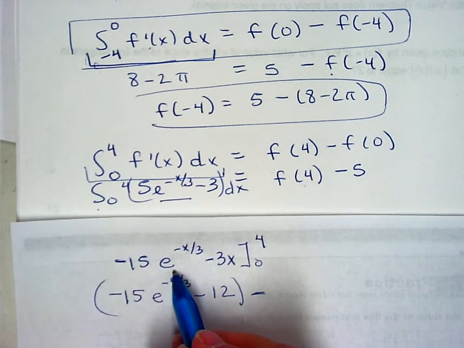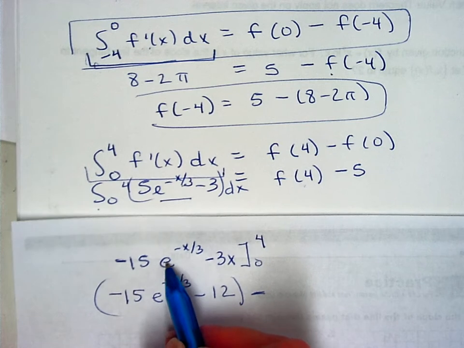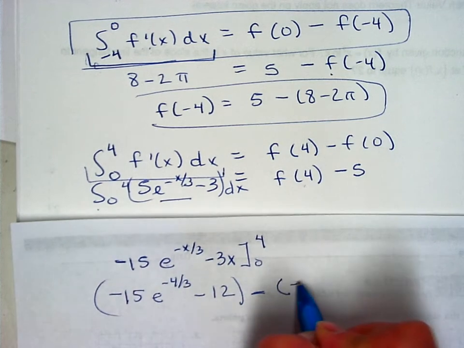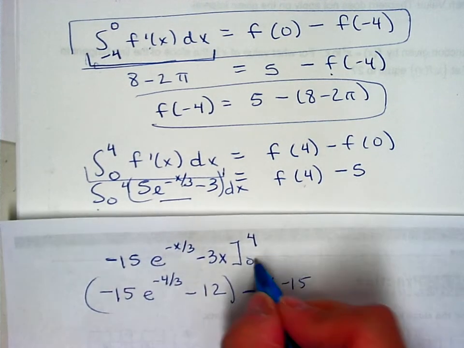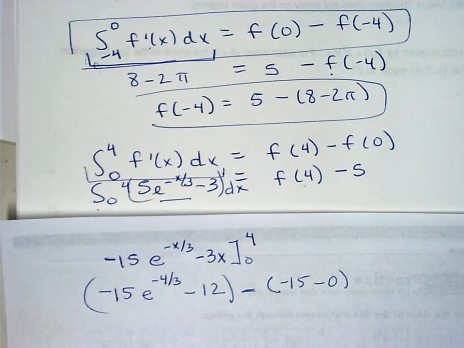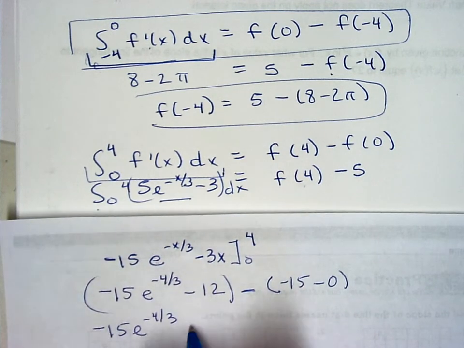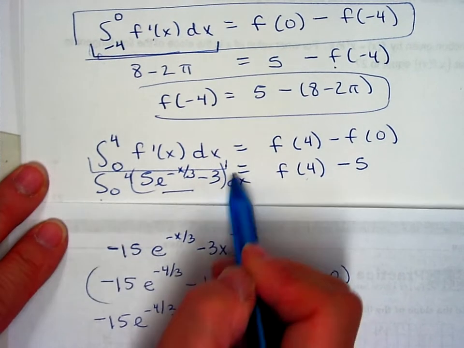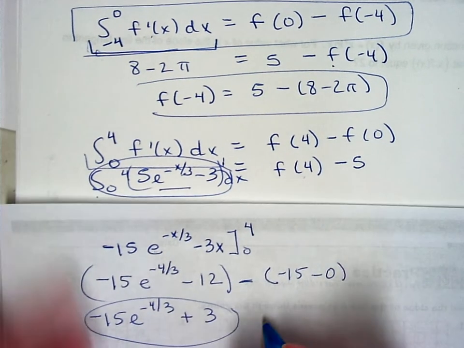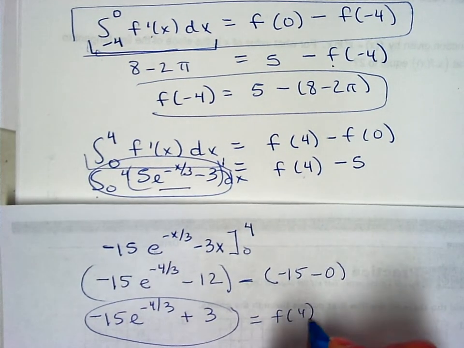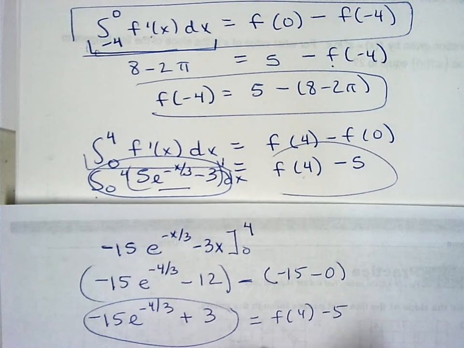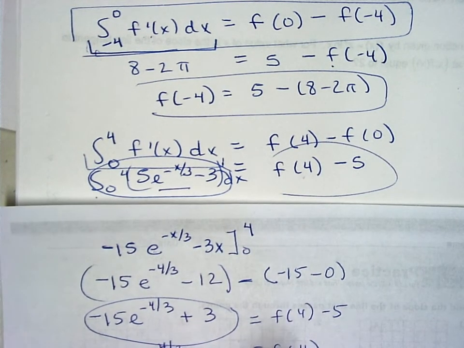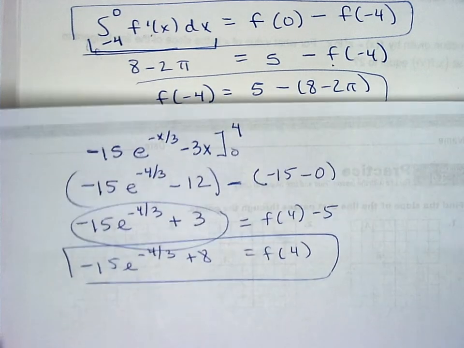Minus, if I plug in 0, be careful, if you plug in 0, this is e to the 0, which is really 1. So I have a negative 15 still there. If I plug in 0 here, this becomes 0. So this becomes plus 15, so plus 3. So all of this is this piece right here. This is equal to f of 4 minus f of 0, which is 5. So all I need to do is move that 5 over. And this is what f of 4 is.